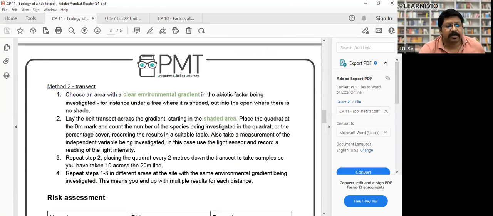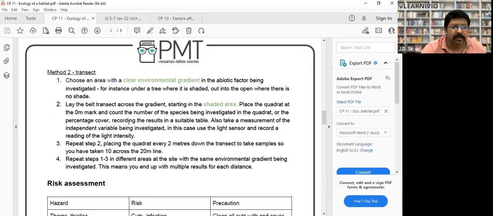In transect method, suppose that we have to take, for instance, the species distribution under the tree, the shaded area, and out in the open area, so non-shaded area. So again we have to draw the quadrant. In quadrant we have to take two kinds of habitat, the habitat which is under the shaded area, and which is under the open area, right? Then at every quadrant we have to count the species.